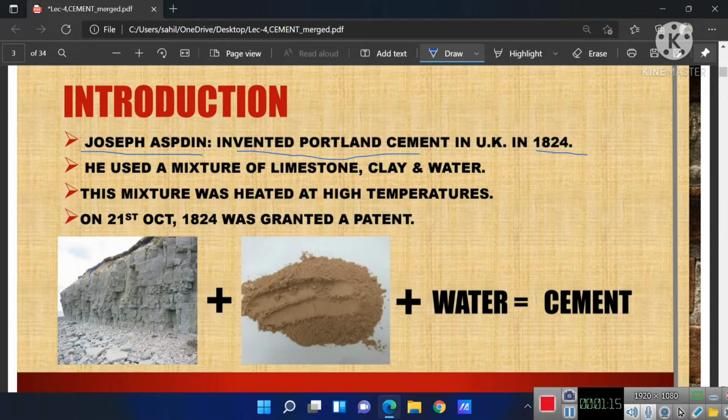Now in this picture, you can see a mountain of limestone, and then in this picture we can see clay. Now when limestone, clay, and water were mixed, a mixture named cement was formed, and he was granted a patent of this on 21st October 1824.